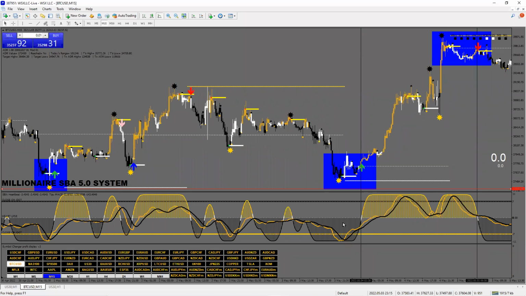And that's something we're going to teach in the next class. We're going to teach the money management aspect of this, risk versus reward. Okay, we'll do that next week. So this is basically how you enter and get out with the SBA 5.0.